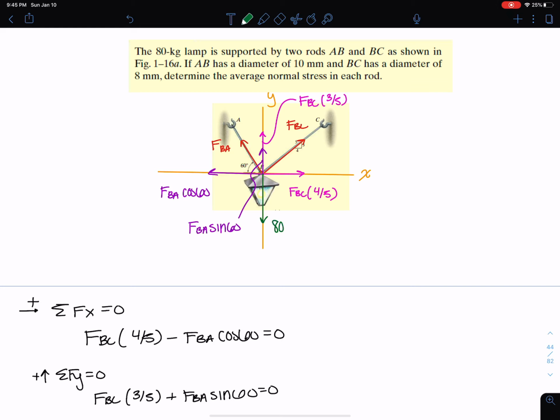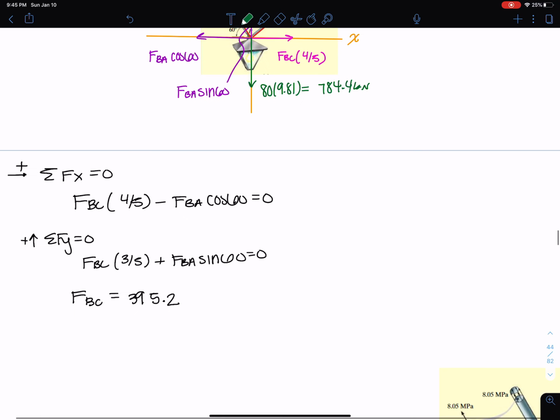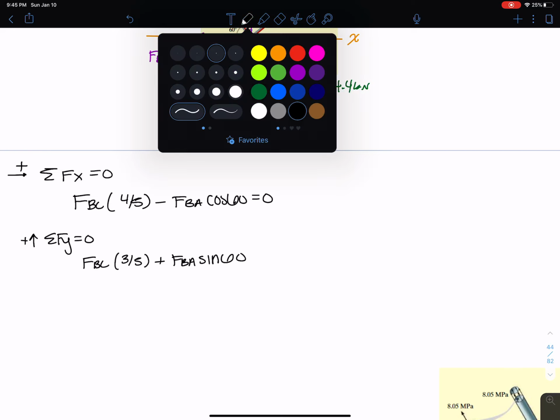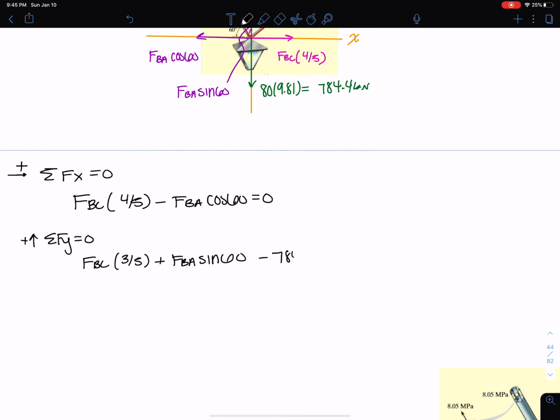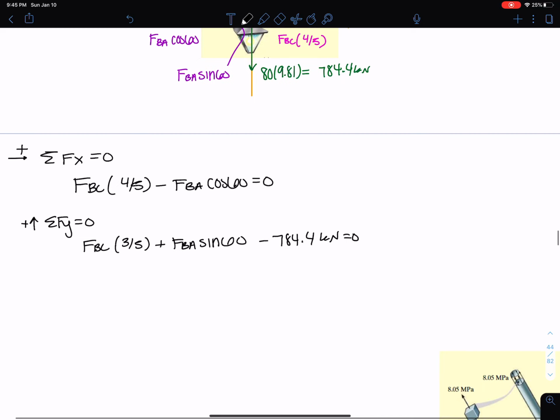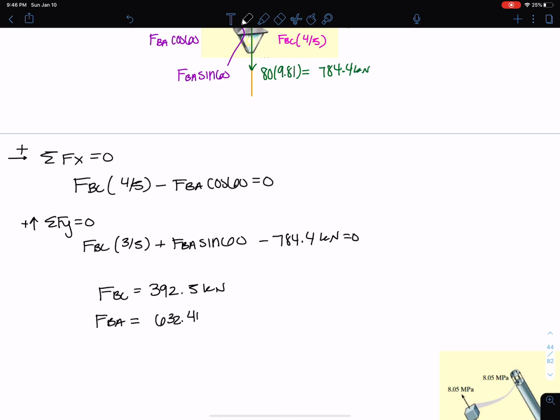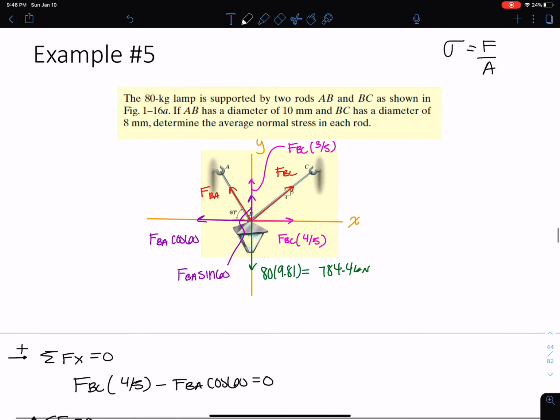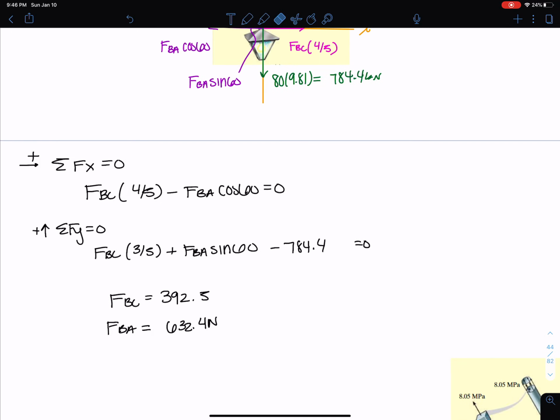W, 80 times 9.81, which is 784.4. Can't forget that. Okay, that needs to go right here, minus 784.4. Now I can solve: FBC equals 392.5, FBA equals 632.4. This is newtons, not kilonewtons. These are all in newtons.